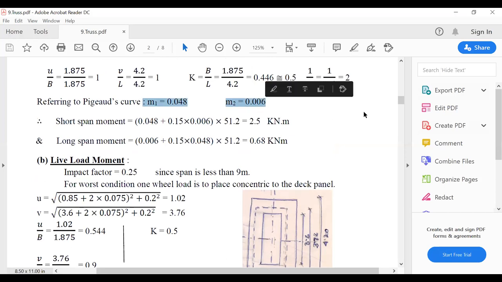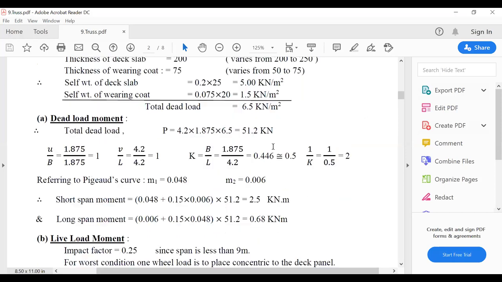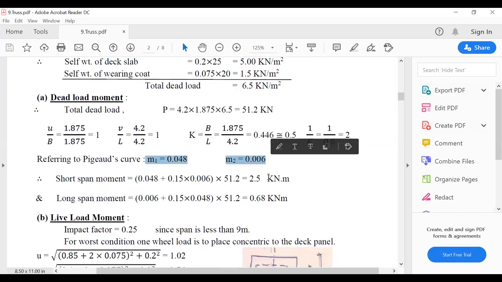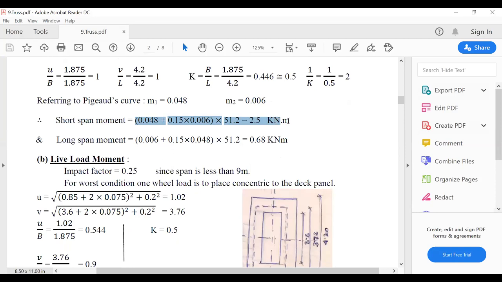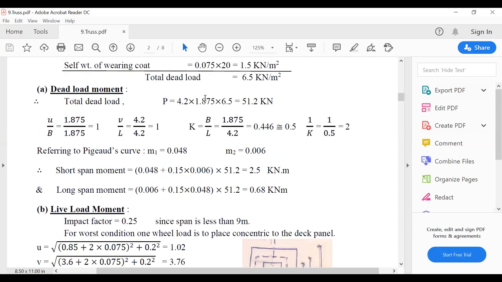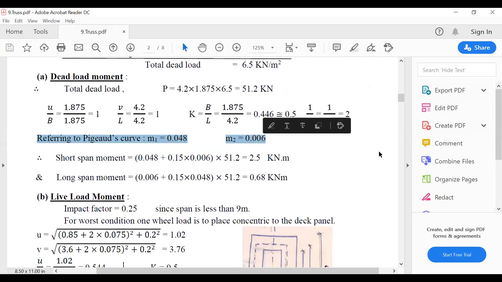Now M1 and M2, will you be able to calculate? K is width by length, and then 1 by K you get 2. Then using these coefficients, you have to find out the M1 and M2. Then there is a formula. After you get the M1 and M2, you get the short span and long span moment using M1 plus 0.15 into M2, then M2 plus 0.15 into M1, into 51.2, which is the total dead load. You get the long span moment. So these two you will get after you get the Pigeaud's curves M1, M2.